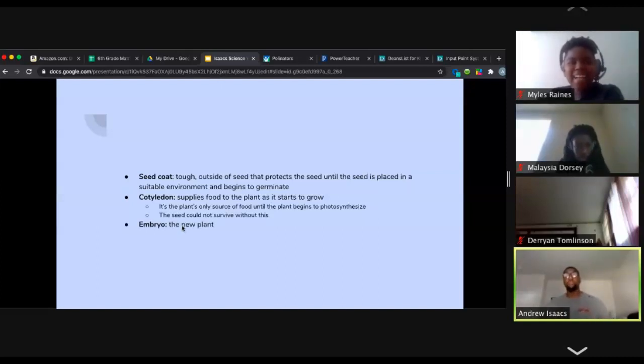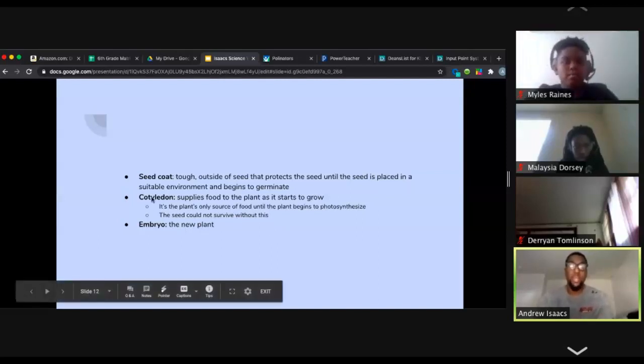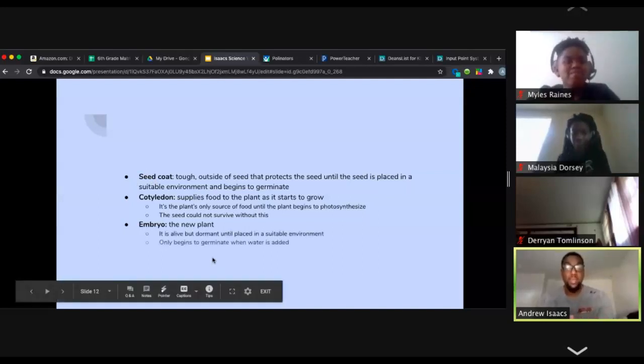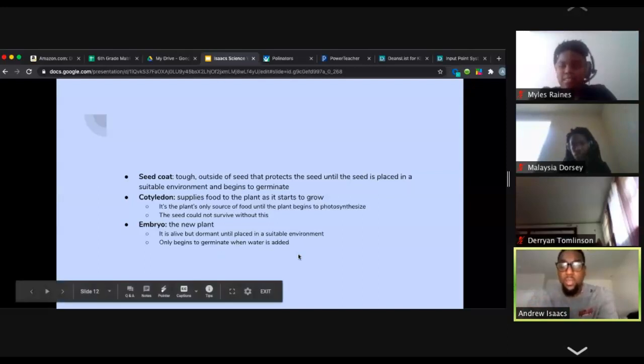And then the last thing we have is the embryo, which is the new plant, right? And that really is not as important as learning about what I'm talking about here. We're talking about the seed coat, which basically protects the seed until it's allowed to germinate, right? The embryo, the new plant that's inside, is protected and stays dormant until it's placed into a suitable living environment and begins to germinate. And germination only begins when water is added. Once it's in a suitable environment where it can get water, that is when it begins.